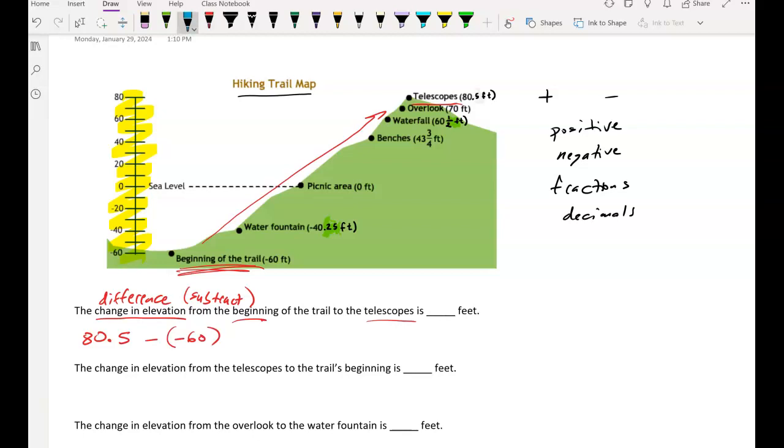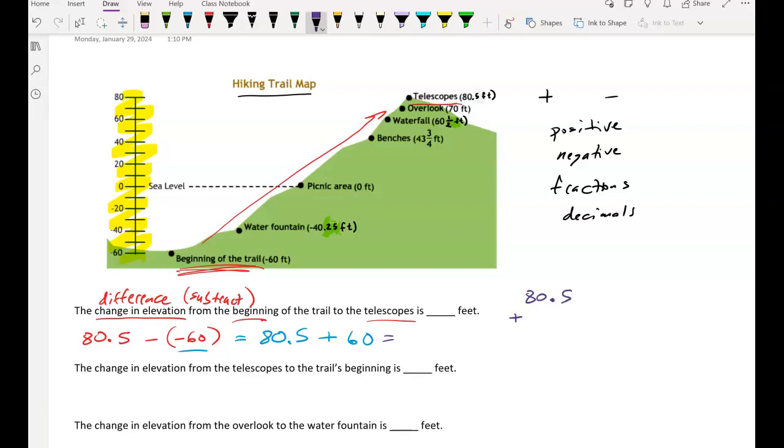Now, if you were paying attention when we were learning about integers, remember when we are subtracting, we are adding the opposite. So what this actually becomes, if we're going to add the opposite, this would be 80.5 plus the opposite of negative 60, which is 60. Right? Okay, so we're adding the opposite, and so when we add the opposites, we're just going to add 80.5 and 60.